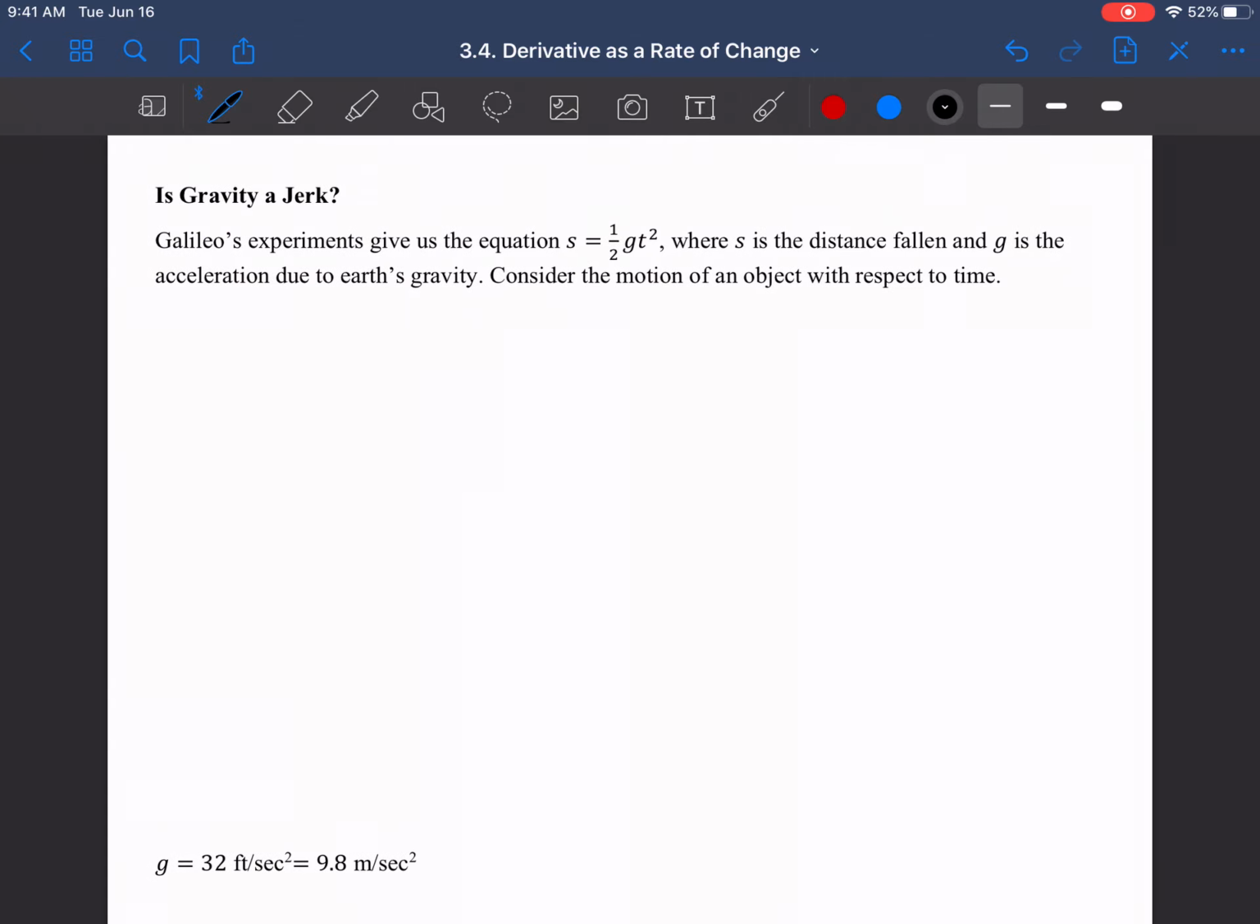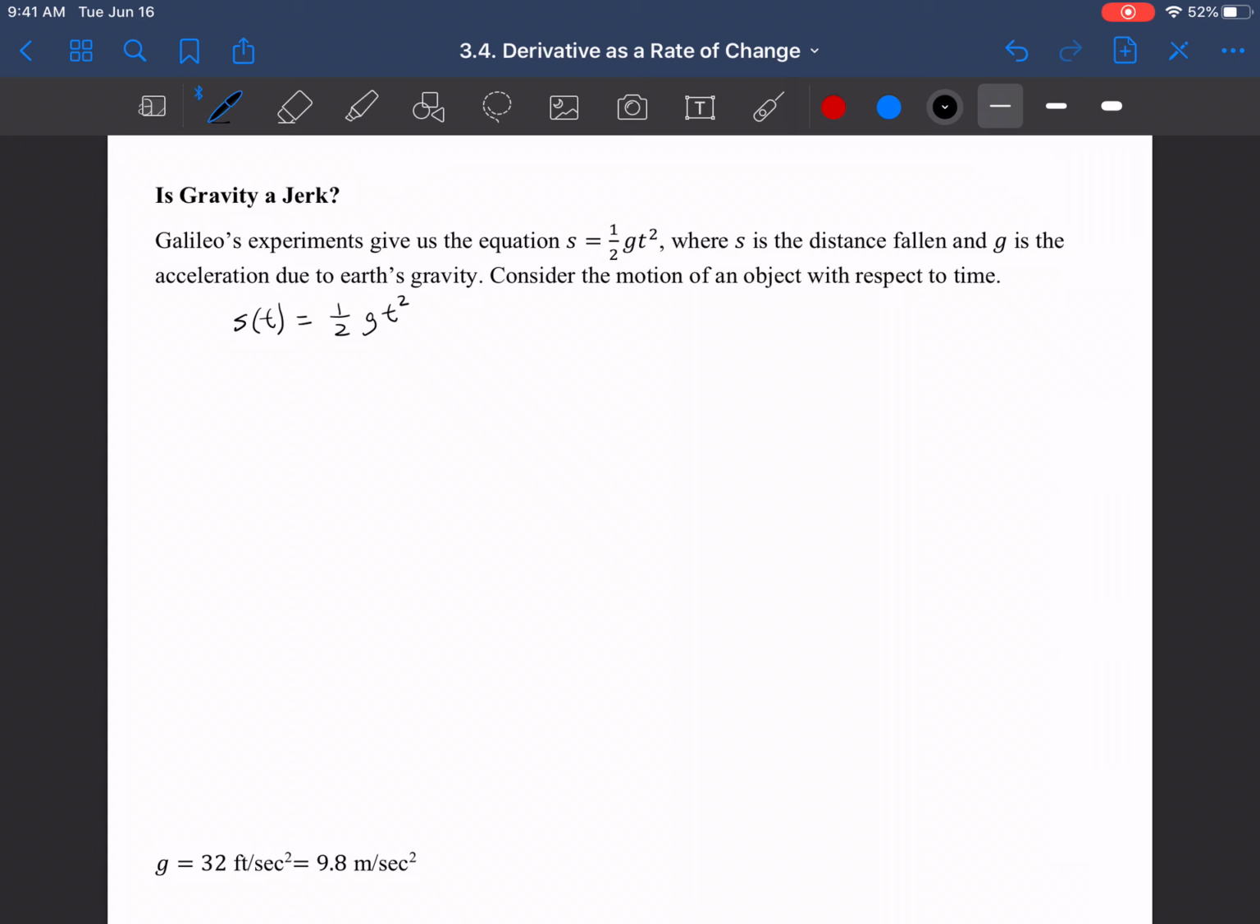Next, is gravity a jerk? So remember, jerk was the rate of change of acceleration. We know pretty well that near Earth's surface, the position of a falling object is told by this equation. This is from Galileo. A lot of people think Newton gave us this, but it was actually Galileo. S is the distance you have fallen, and it equals 1/2 gt squared, assuming it is dropped from rest. In other words, you didn't throw it downwards, you had it in your hand and you just let go of it and let it fall.